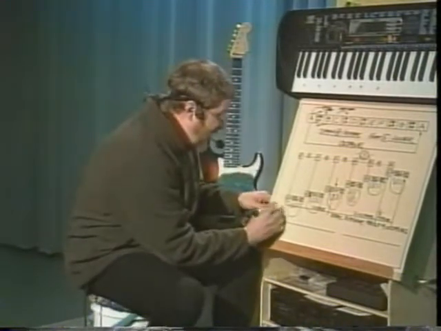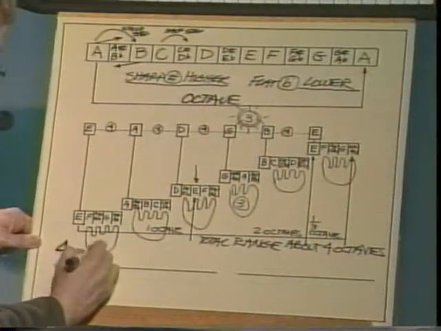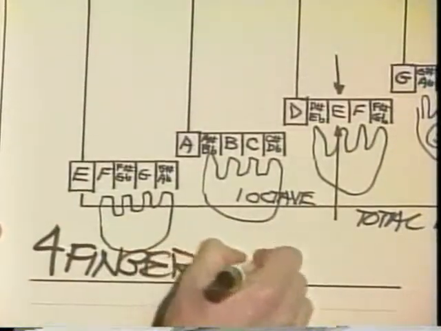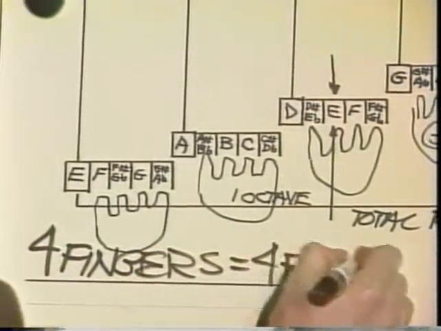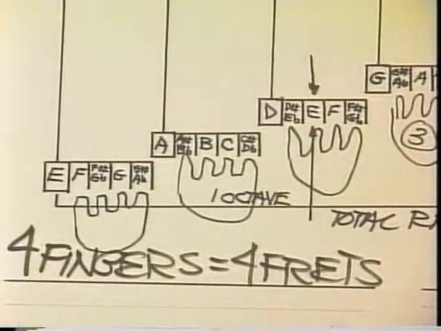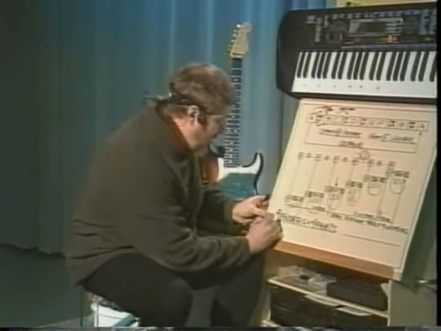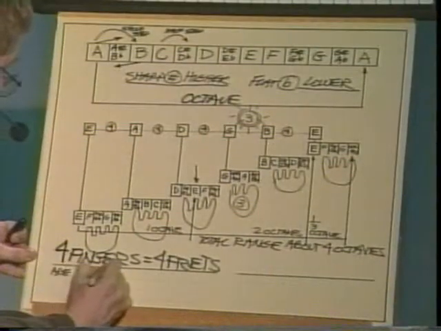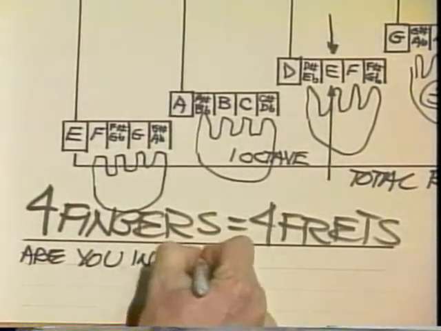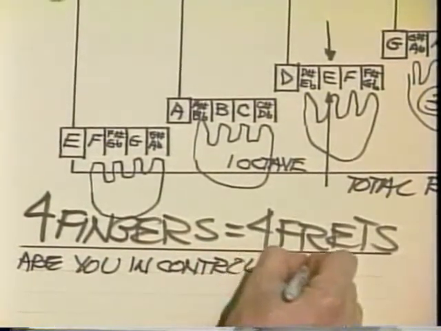So if I had to suggest what might be the single most important fact about understanding the guitar as a physical instrument, physical object, it's this: four fingers equals four frets. And to be in control of the entire instrument is basically nothing more than to be in control of those four frets. But then you've got to ask yourself, are you in control or not? Are you in control of those four frets or not?